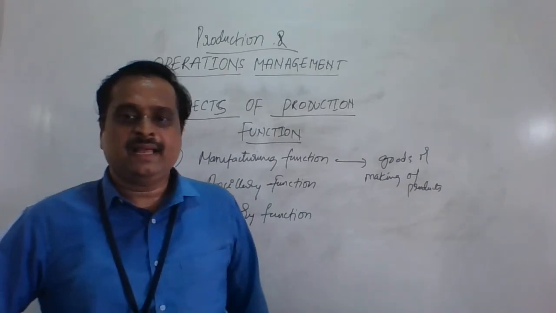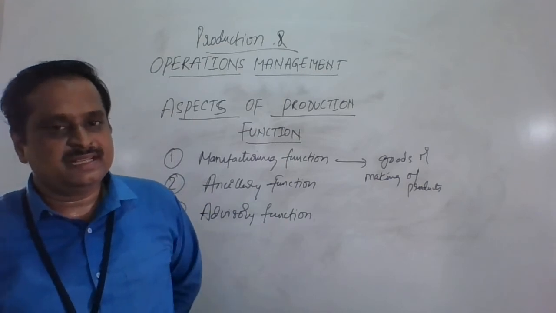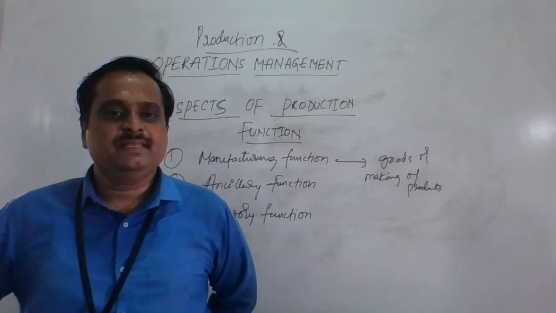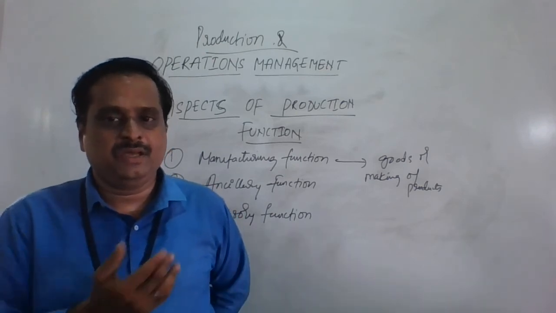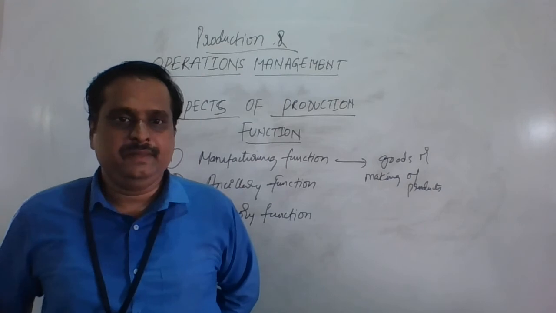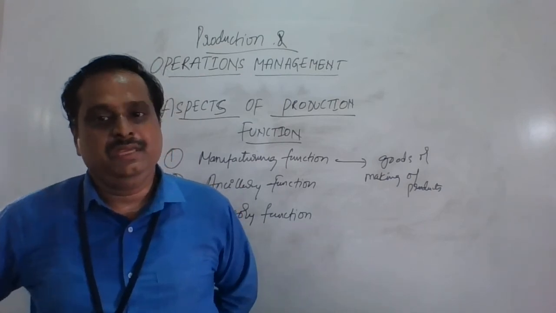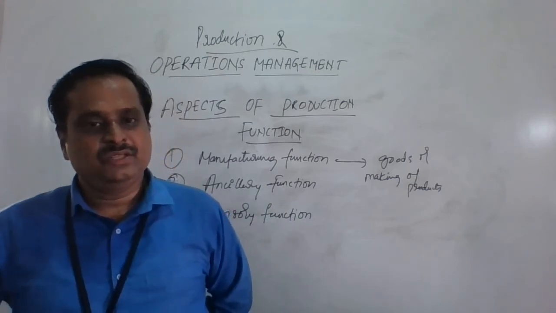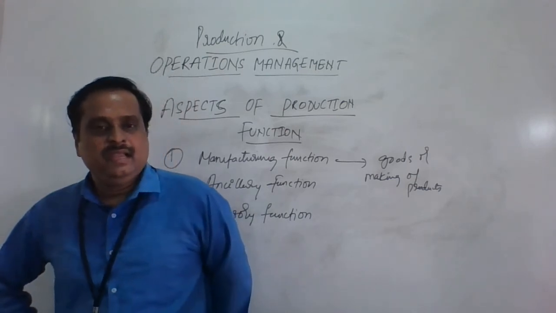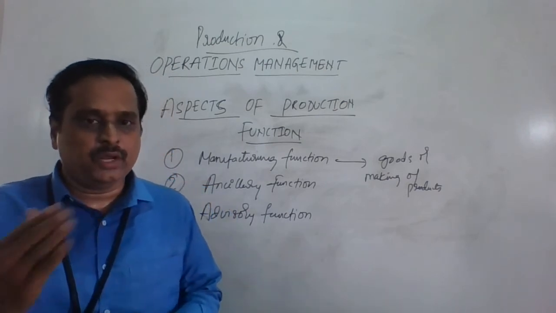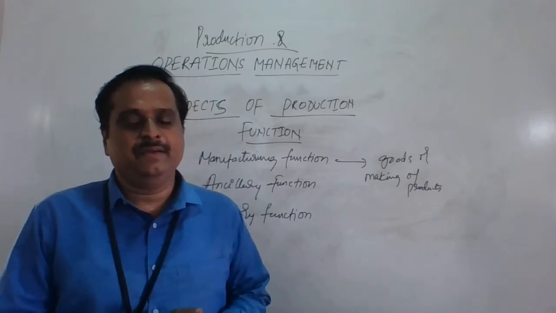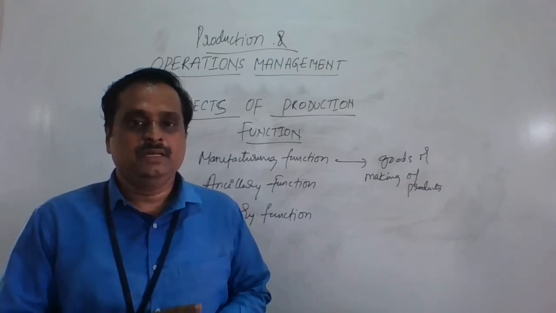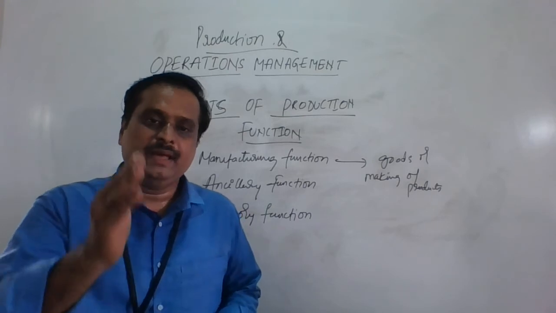Once again, this function is concerned with the production of goods and services or making of products. The decisions taken in the manufacturing function are the selection of a factory, selection of a site, its location, design, layout, types of products to be produced, research and development, and design of the particular product.